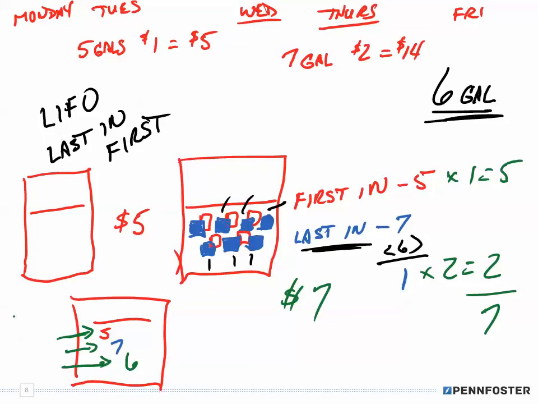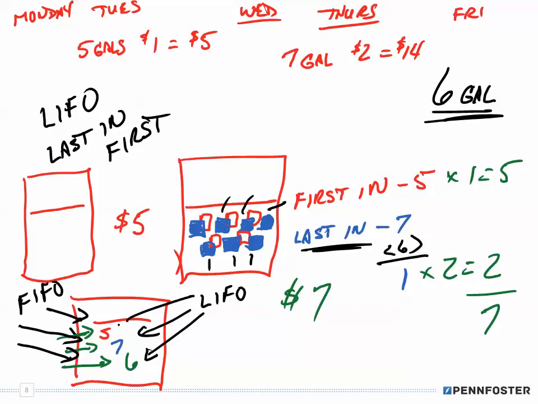So if you're using FIFO, first in, first out, the first ones in, you would start with the five in the back. And then you would move to the seven. And then you would move to the ones in the front. All depending upon how many you needed. And the same thing with LIFO. If I was using LIFO, I'd start with the last ones in first. So I would start with the six first, then I would move to the seven, and then I'd move to the five, okay? That's the difference between FIFO and LIFO.